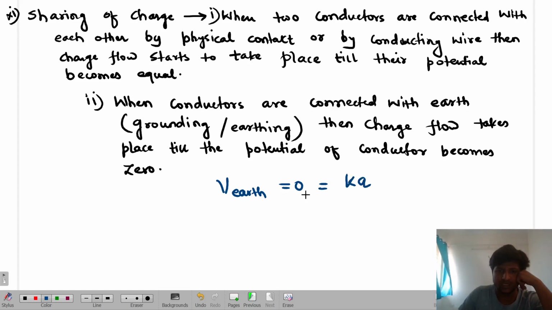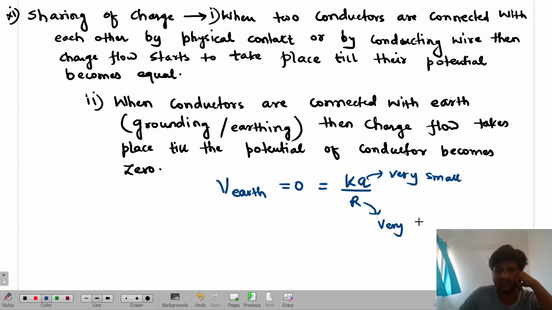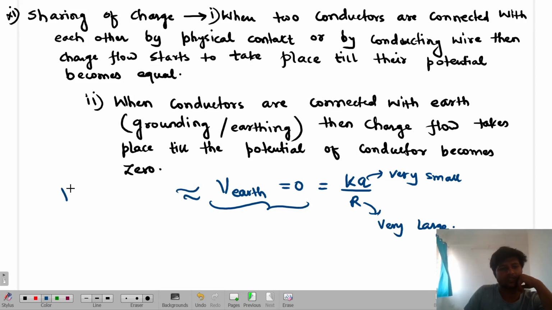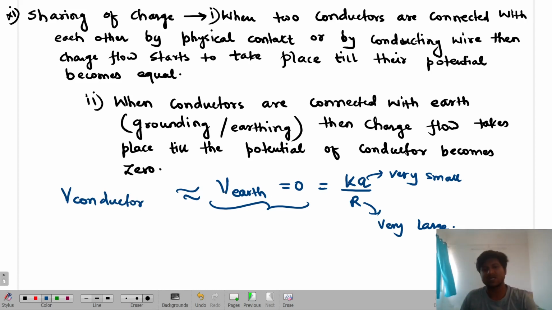Now you see that the potential of earth will be written as kq by r or not. The charge present on the earth is very, very small, while r is very large, isn't it? So this is why the potential of earth is zero, and this is why the potential of the conductor also becomes equal to zero when it is connected with the earth. Is that clear? Are you able to get me? Mention it and then we'll move ahead.